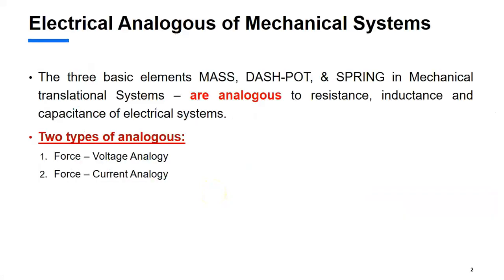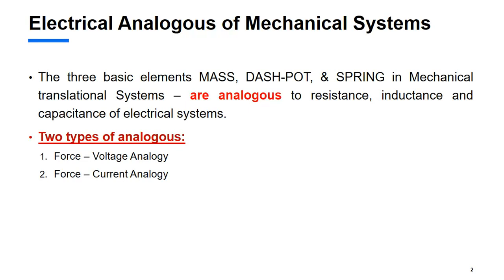As we all know, in modeling of a mechanical translational system, we have used mass, dashpot and spring, which are analogous to resistance, inductance and capacitance of the electrical systems.